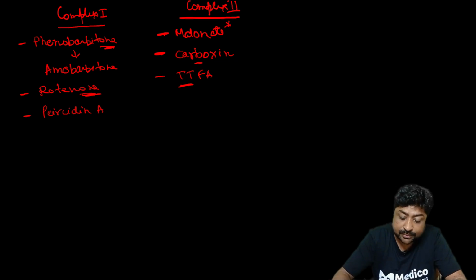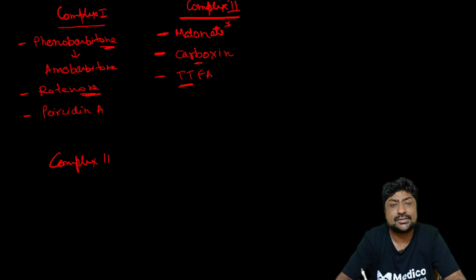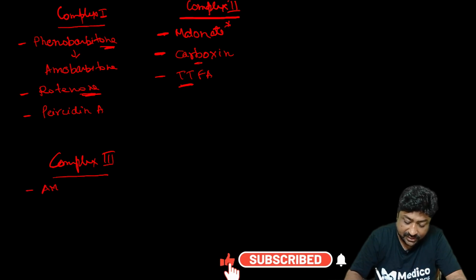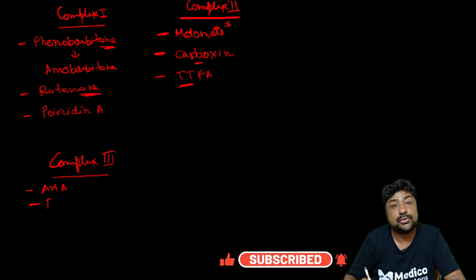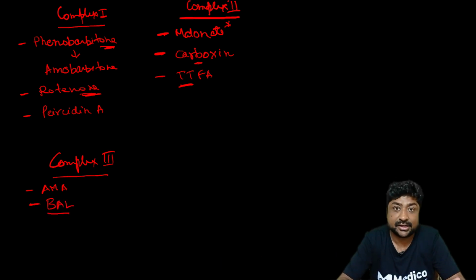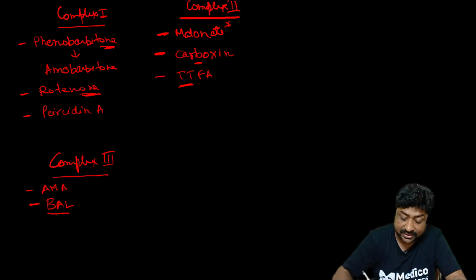Let's look at complex 3 inhibitors. Again, 3 letter words: AMA and BAL. BAL is British anti-lewisite and AMA is antimycin A. Both of these are complex 3 inhibitors. Again, the 3 letter words AMA and BAL. BAL is British anti-lewisite, AMA is antimycin A. Both of these are complex 3 inhibitors.